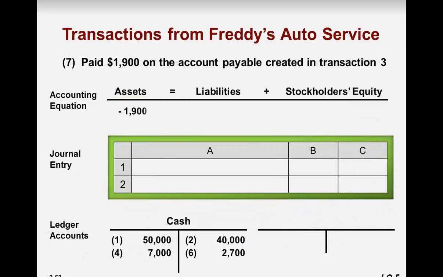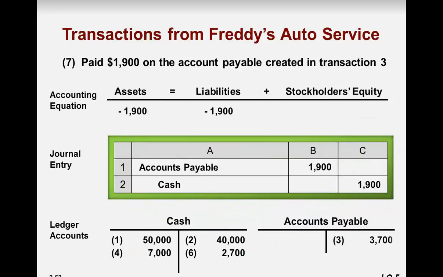Our 1900 transaction here, the same thought process works. We look at that and we say, what accounts are affected? Are they assets, liabilities, stockholders' equity accounts? Do we have more or less of that account? If I have more of an asset, it's the debit side. If I have less of an asset, it's a credit side. If I have more liabilities, it's credit side. If I have less liabilities, it's a debit side. We just follow the rules of accounting.